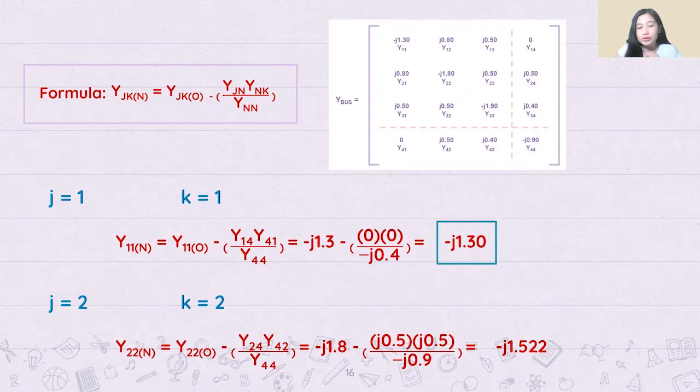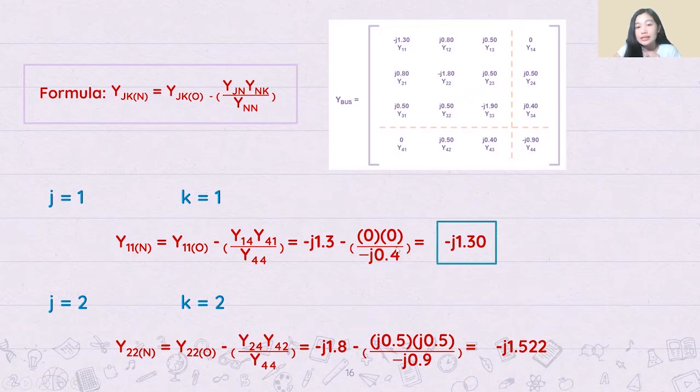Same dun sa y42, or y sub 42, because same lang sila ng value ng y sub 24, j 0.5 din. Then ang ating y44 is negative j 0.9. I would like to apologize dito sa value ng una natin. That's negative j 0.4, but nevertheless, 0 din naman yung magiging sagot niya dito and we will still come up with a value of negative j 1.3.